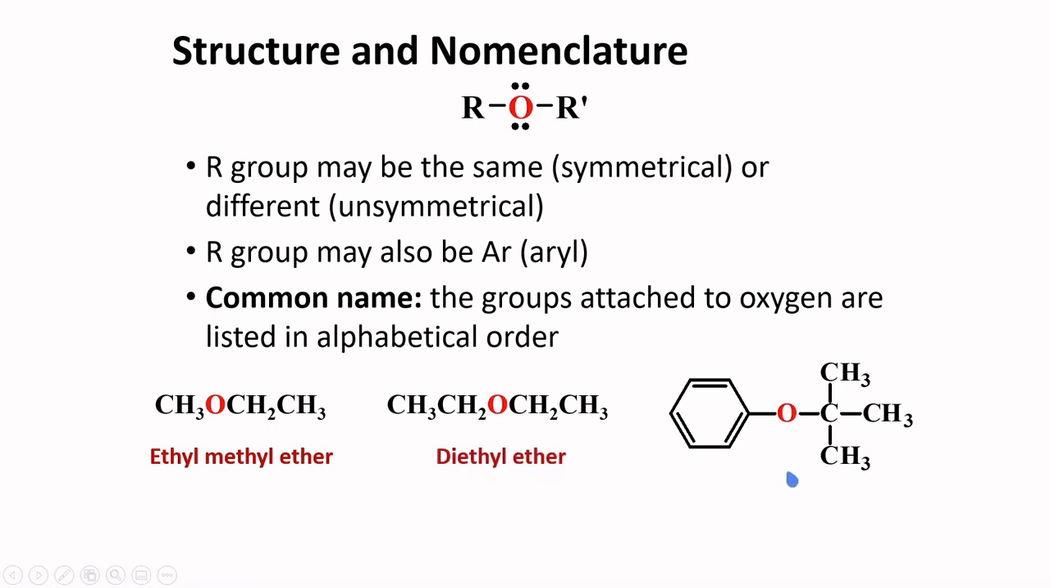For this compound here, we can start our name from tertiary butyl, that is letter B, and then mention phenyl. So we call it tert or T-butyl phenyl ether.